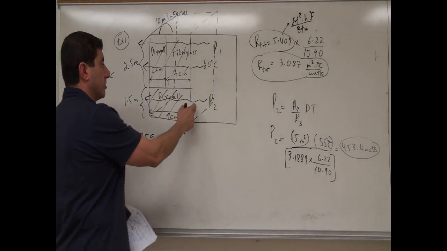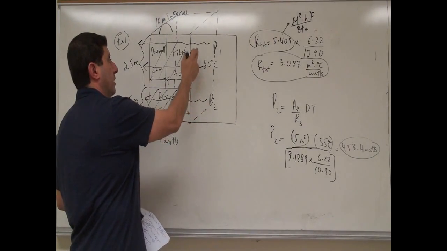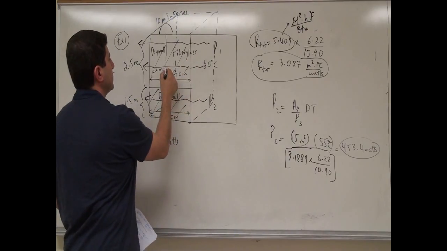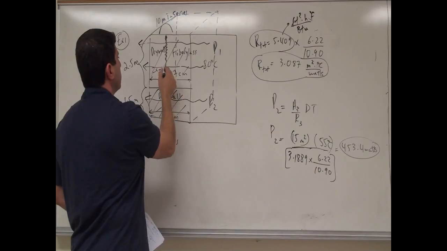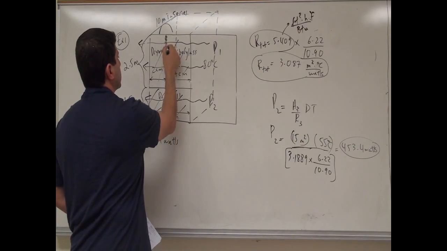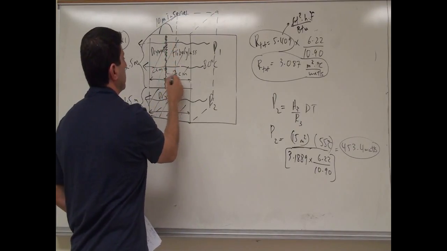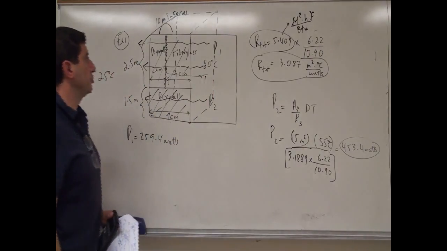Okay? So now I can go one more step. I now have the power loss through the bottom. I have the power loss through the top. I can find out what the temperature is at this junction, in other words, between the drywall and the fiberglass. What's the temperature there? How do we do that?